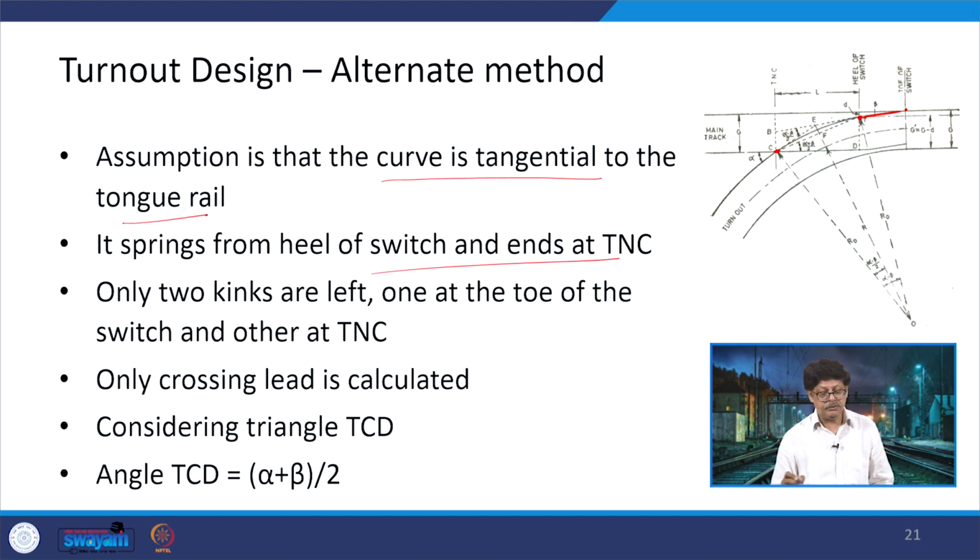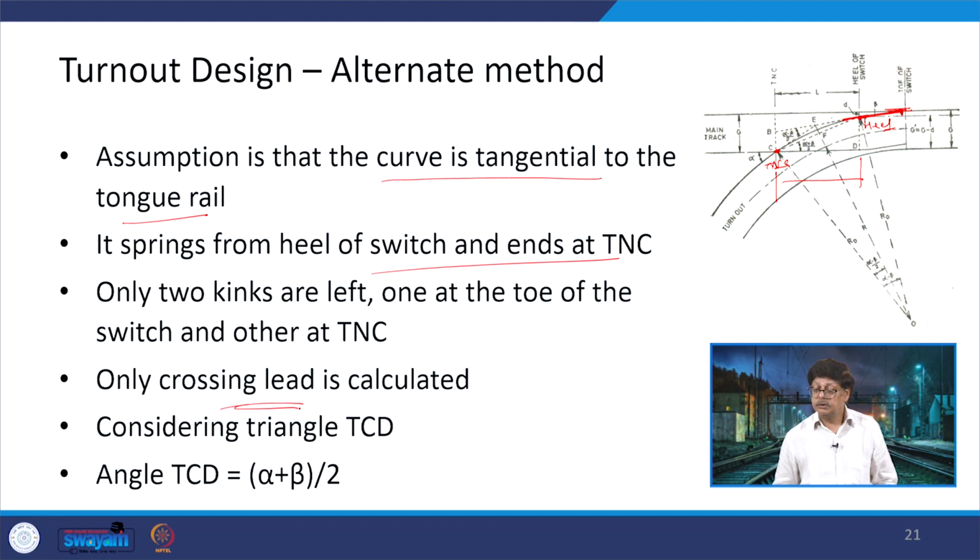In this case, how many kinks are going to be created? One kink is at TNC and one will be at the heel. Here that tangential condition will be there. So, we have two kinks, but because the tangential has been created, it will not be there here. In the case of the tongue rail which is meeting the stock rail here, one kink will be at this point. On the basis of this, we are left to identify only the distance between these two points, and that is defined as the crossing lead.